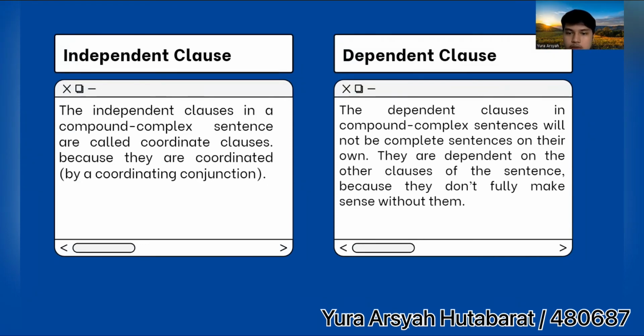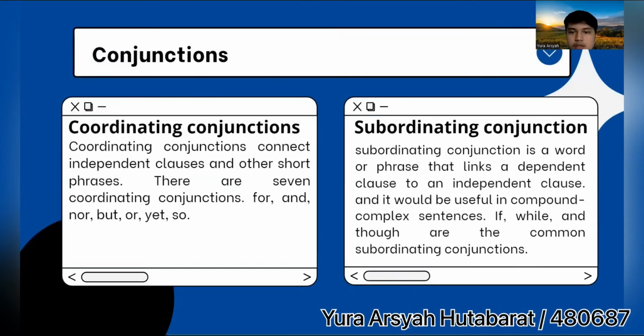Second is dependent clause. The dependent clauses in a compound complex sentence will not be complete sentences on their own. They are dependent on the other clause of the sentence because they do not fully make sense without it. Third is conjunction. Conjunctions are those little connecting words that can put different phrases and clauses together into larger, more complex sentences. There are different types of conjunctions that do different things, and there are more kinds of conjunctions than these 2, but these are the most important ones for compound complex sentences.